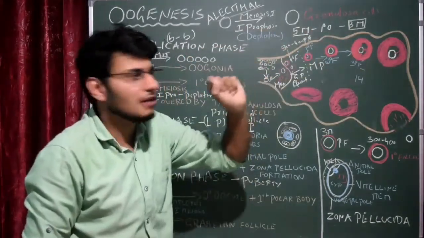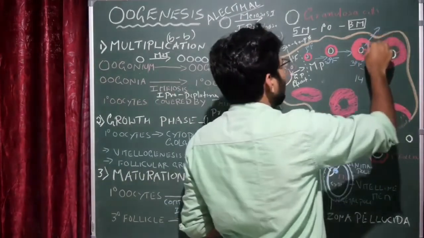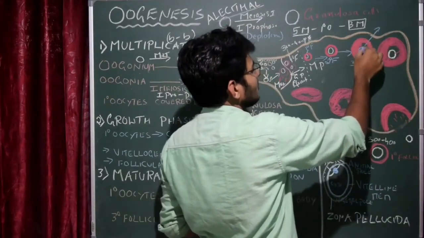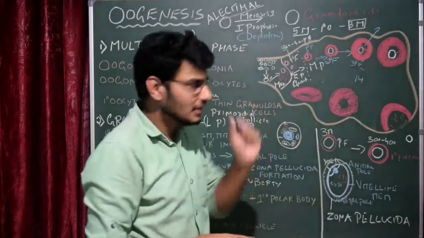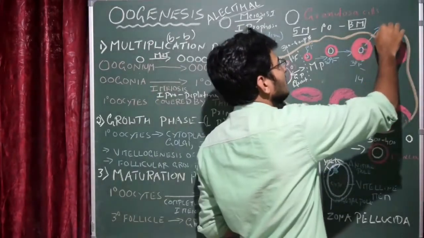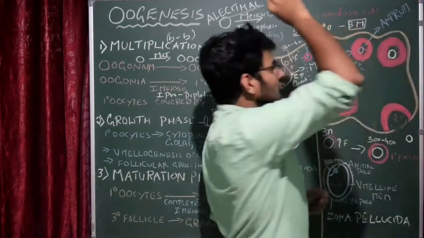What is the specialty of the tertiary follicle? You could see a gap between the tertiary follicle and the primary oocyte. This is the primary oocyte, and you could see a gap. This gap is filled with liquid. That means the tertiary follicle is filled with liquid, and the liquid is called antrum. So this is the specialty of the tertiary follicle.